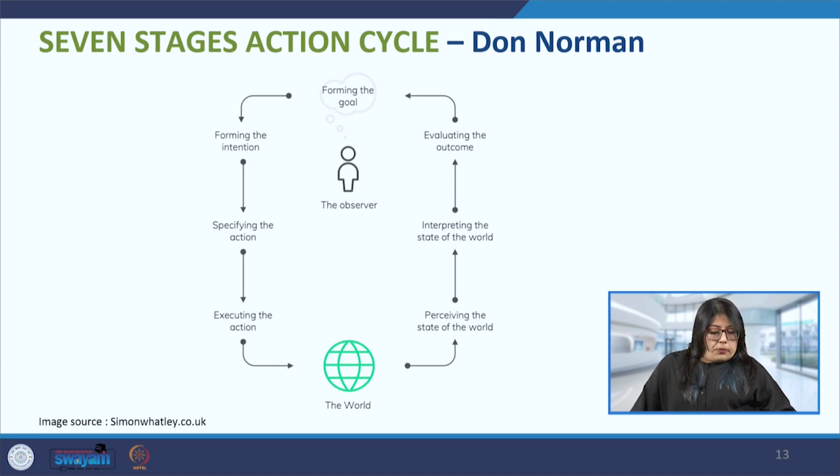In this diagram, we can see how the user, as the observer, is forming the goal, perceiving the state of the world, then interpreting the state of the world, and evaluating the outcome. These are all happening here when the user is forming the goal. Then forming the interaction, specifying the action, and executing the action are the next stages. And then again, this comes back. So this cycle continues.